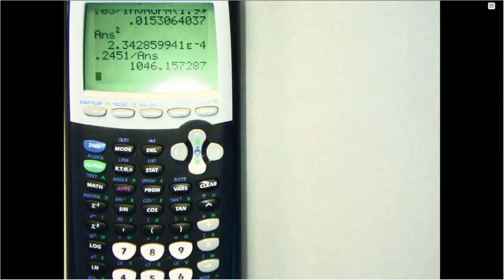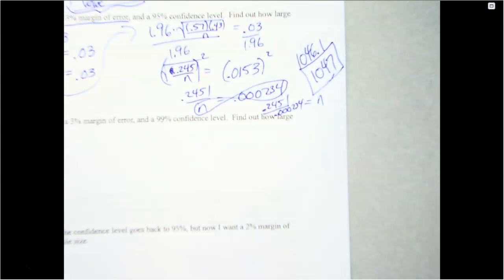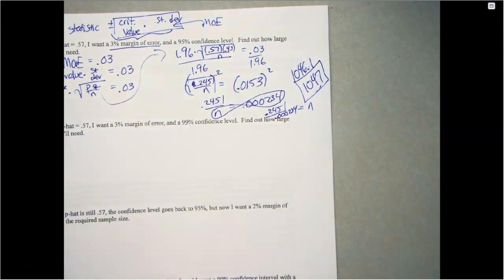Now I'm going to do another one of these because I know I'm talking too much stuff. It's getting more and more stuff to remember. But it's a minimum sample size. I need at least that many in my sample. So how many do I really need? Because I can't ask 1046.1 people. So I really need 1047. But typically these are multiple choice, and the answers will be pretty far apart from each other, so you can kind of tell.